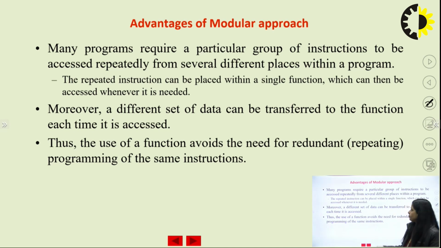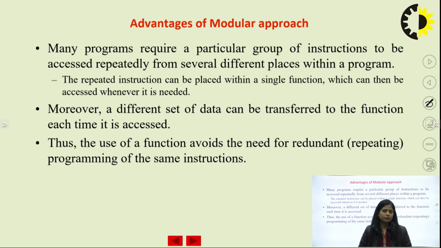So the repeated instructions can be placed within a single function, which can then be accessed whenever it is necessary, whenever it is required, right? Moreover, a different set of data can be transferred to the function each time it is accessed. Like I've given you an example: suppose for the X category, a user is buying an X category item, and for that you are providing 5% discount.